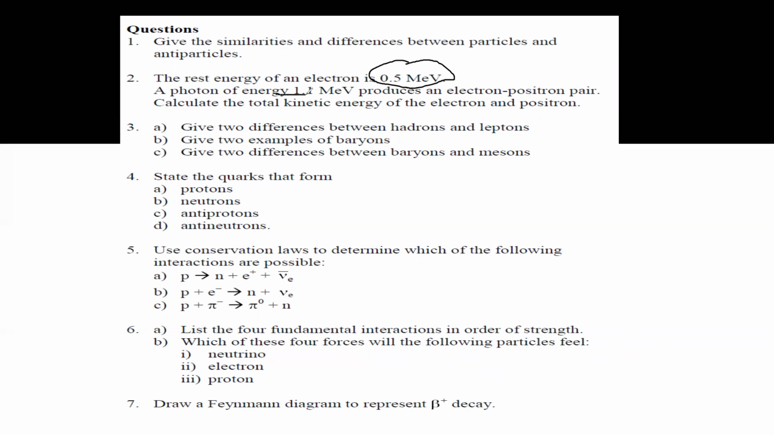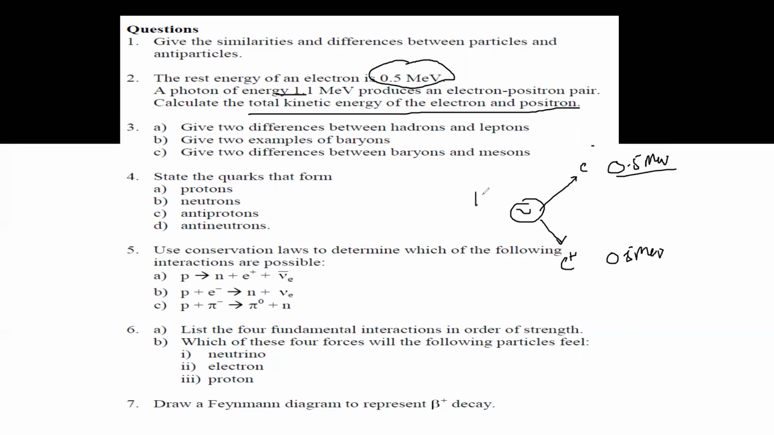A photon of energy 1.1 mega electron volt produces an electron and positron pair. Calculate the total kinetic energy. So if there is a photon, this photon produces an electron which has a rest mass of 0.5 mega electron volt, and it produces a positron also with a rest mass of 0.5 mega electron volt, and the energy of the photon was 1.1. So the question is, what is the kinetic energy of the electron and positron?